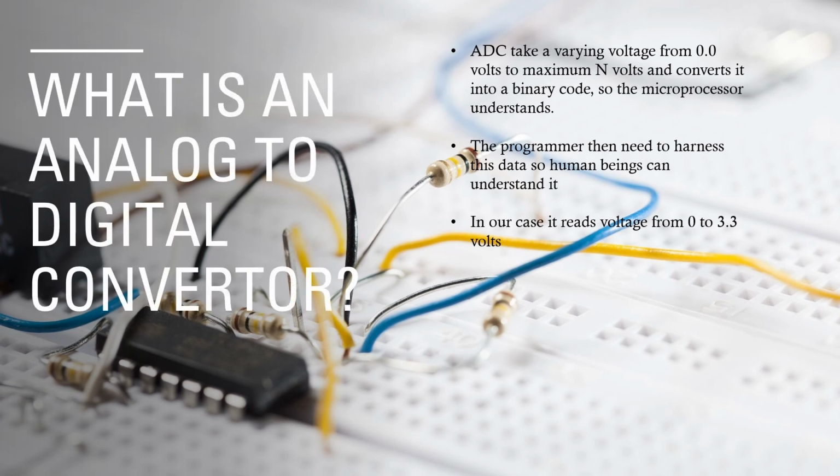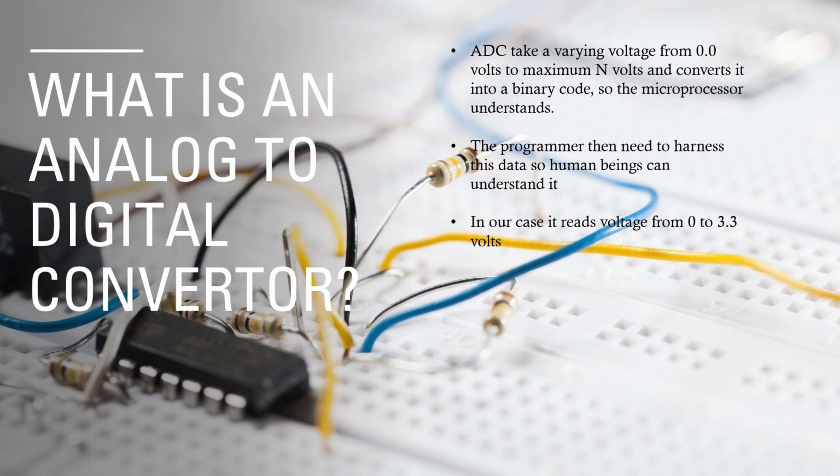It's an analog digital converter. It takes the varying voltage from 0 volts to a maximum of n volts, and it converts the volts to a binary code, so the processor can understand it. So it doesn't understand volts; it only understands ones and zeros. Then the programmer needs to harness this data so human beings can understand it.